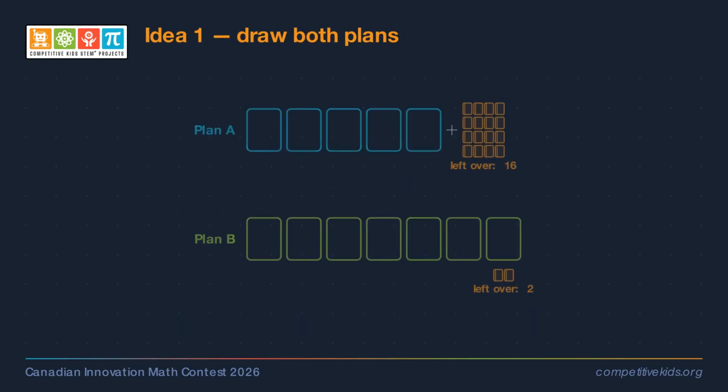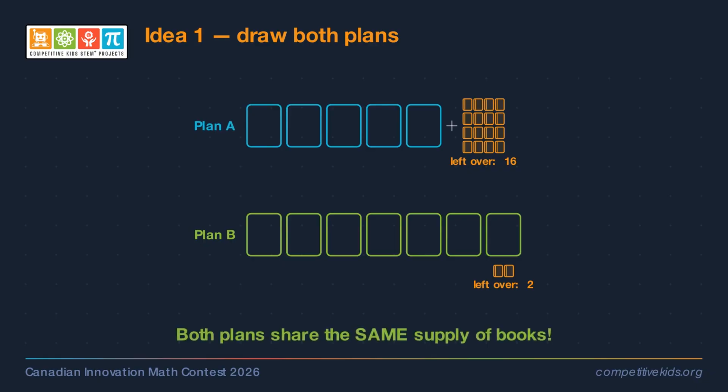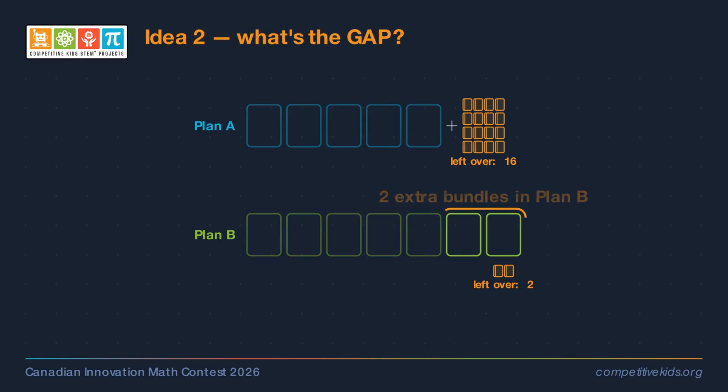Let us draw both plans. Plan A makes 5 bundles with 16 books left over. Plan B makes 7 bundles with only 2 books left over. Both plans use the same supply of books. What is the gap between the 2 plans?